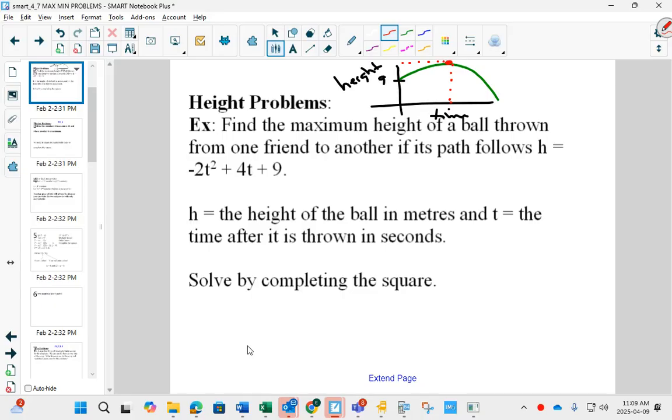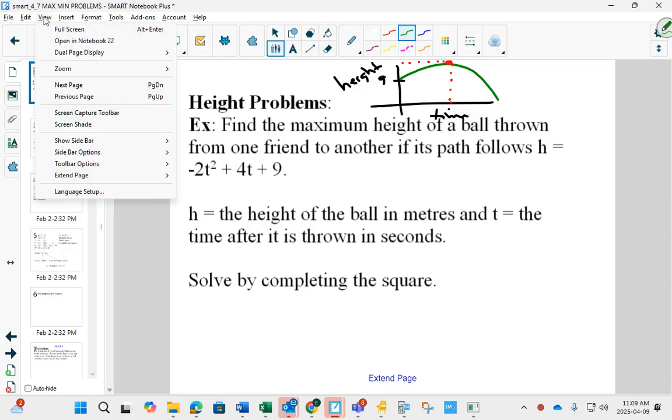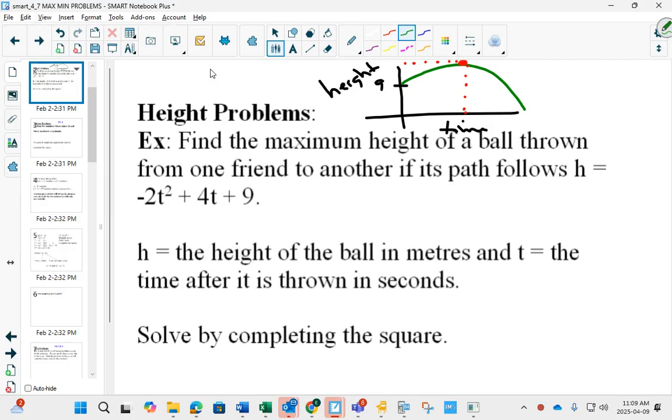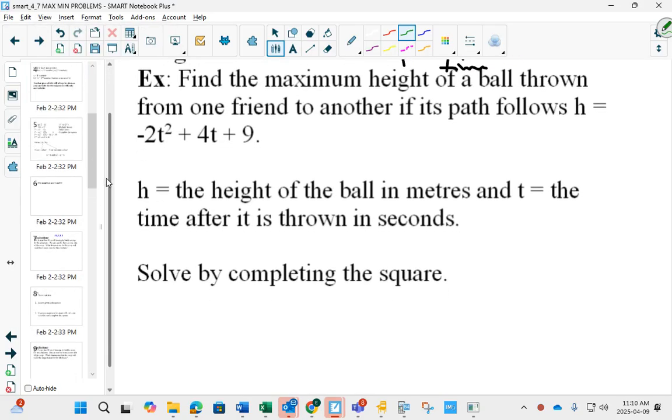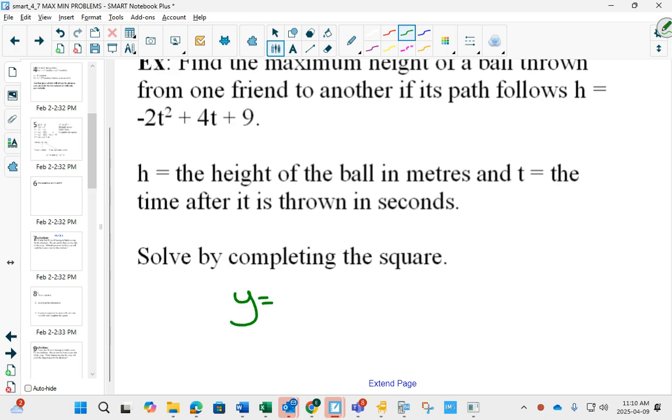How do we find a vertex? We find a vertex by completing the square. So I take my equation, I'd have to factor out the negative 2 to complete the square. I keep my plus 9 over here. This will give me t squared. Taking a negative out of a positive will be negative. Taking the 2 out of 4 would be 2. Leave a space and leave a space.